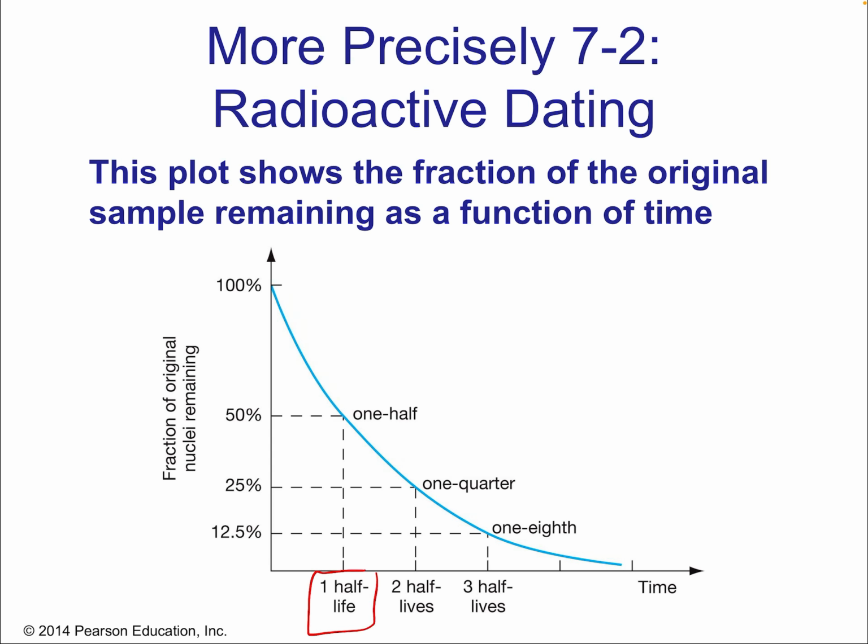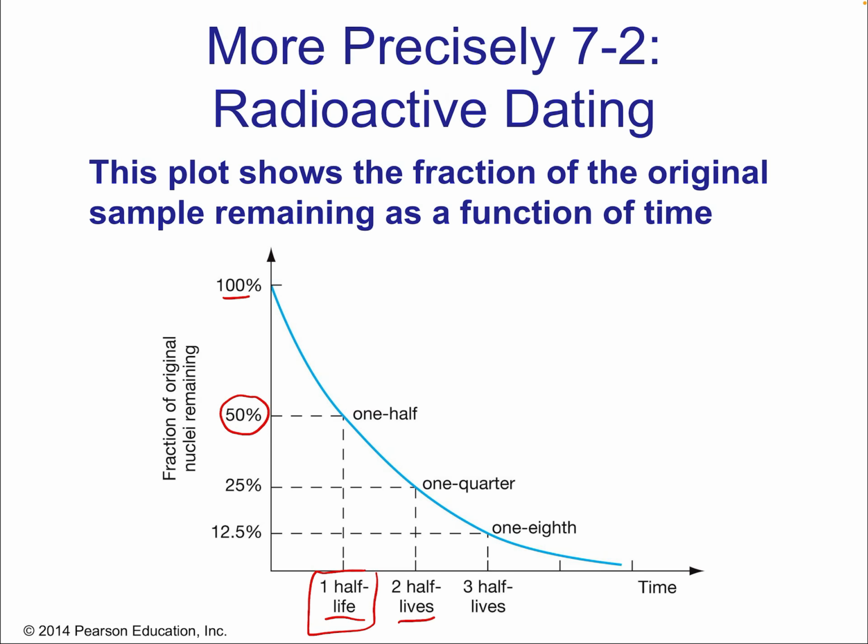It could be 5,000 years, which is a common half-life for carbon. It could be millions of years, which are common, or billions of years, which are common half-lives for uranium. The important thing is if you have a sample of that material, after a certain amount of time of one half-life, you'll have 50% of that material left. It'll have changed into a different isotope.